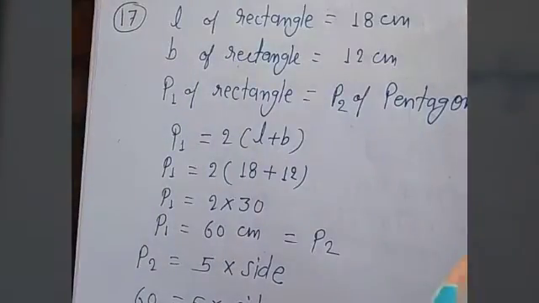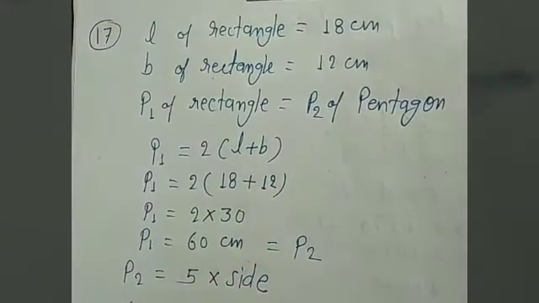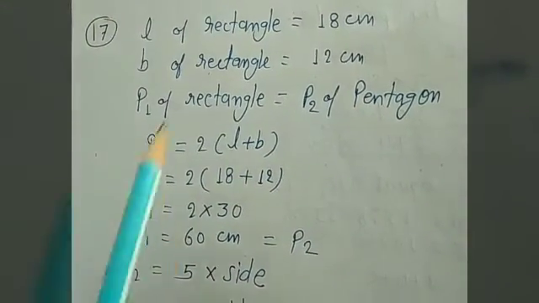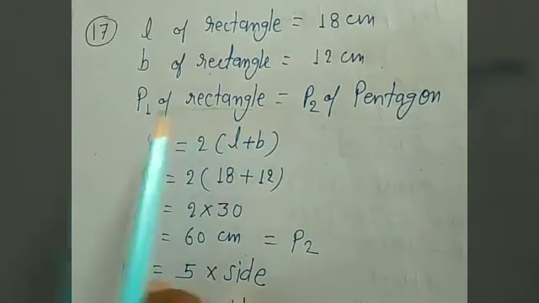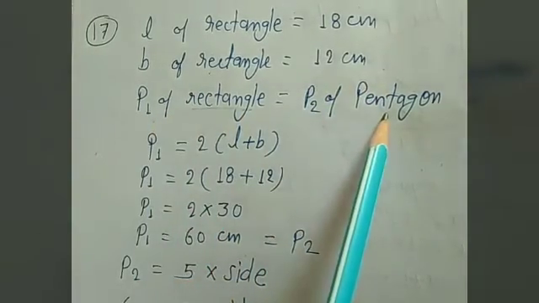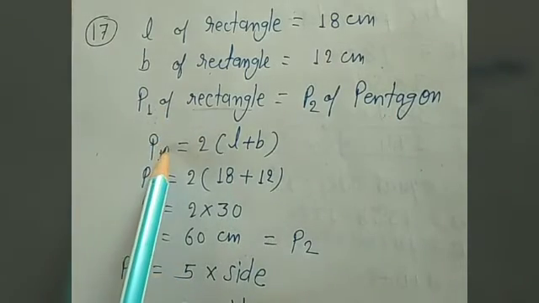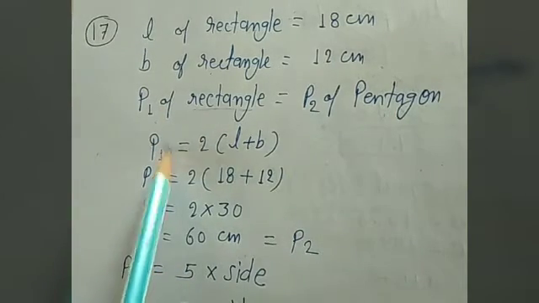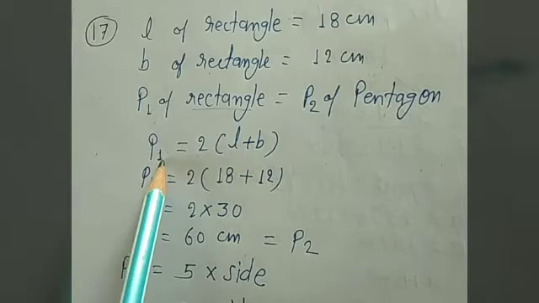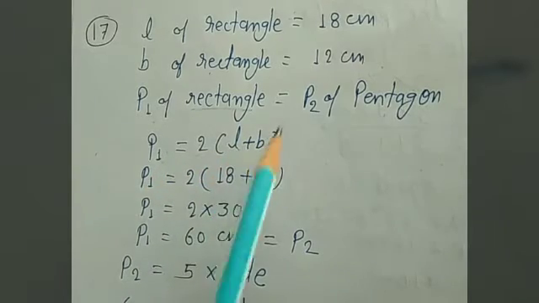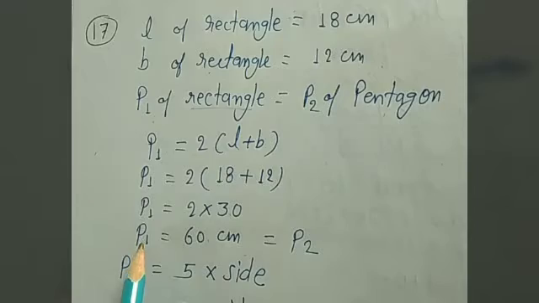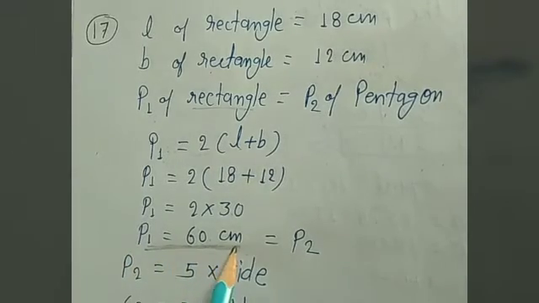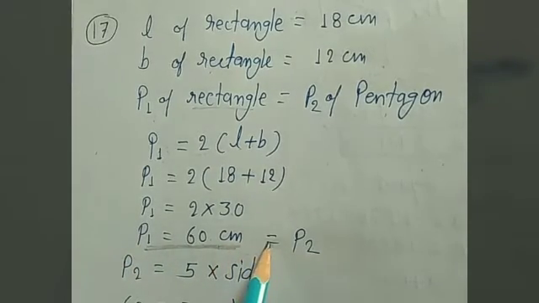Let's discuss. Now question number 17. Length of the rectangle 18 centimeter, breadth of the rectangle 12 centimeter. So whatever the perimeter of the rectangle, that is the perimeter of the pentagon. First of all, we will find out the perimeter, means P1 we consider. We can directly solve. So P1 equals 2 into L plus B, that is 18 plus 12, means 30, 2 into 30, 60. This is the perimeter of the rectangle, but this perimeter is equal to the perimeter of the regular pentagon.